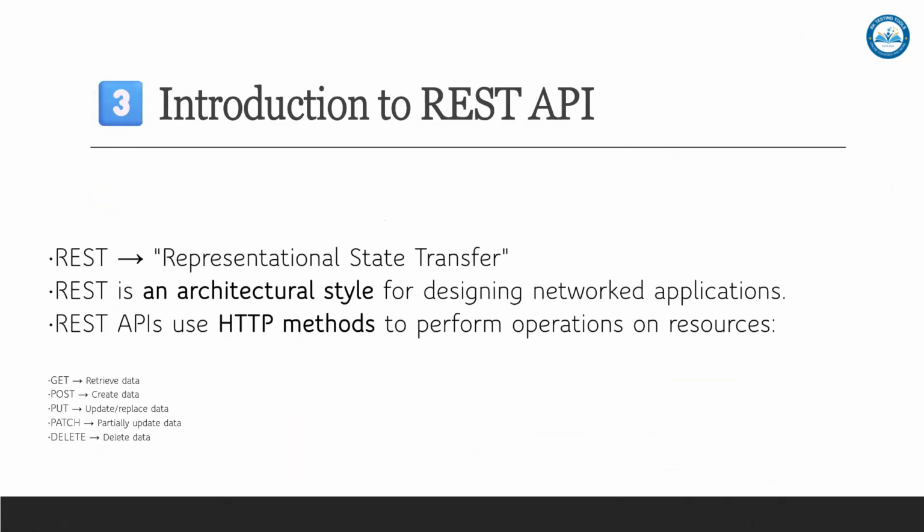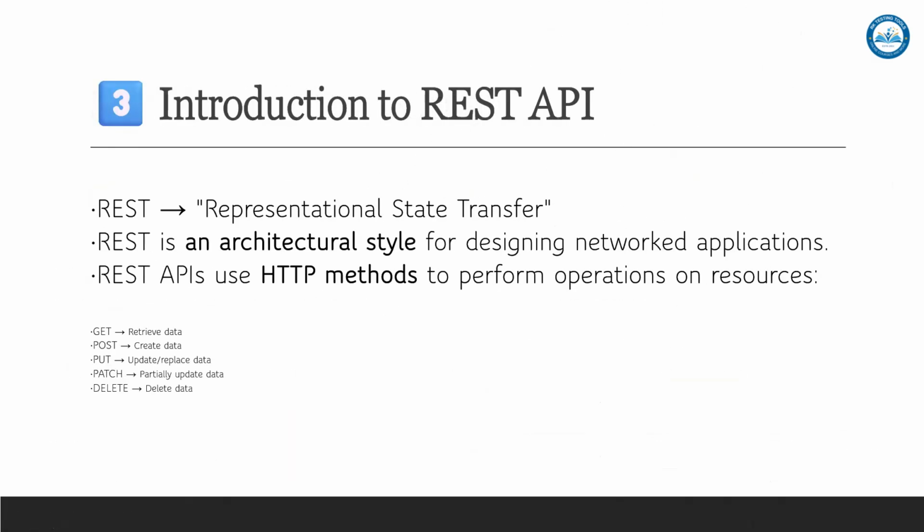Now, an introduction to REST API. We already saw that REST is Representational State Transfer. REST is an architectural style for designing network applications, and a REST API uses HTTP methods to perform operations on resources. What are the different types of HTTP methods? They are GET, POST, PUT, PATCH, and DELETE. These are the five different types of HTTP methods which we use frequently in REST API testing. We'll see GET, POST, PUT, PATCH, and DELETE requests one by one in the upcoming classes.